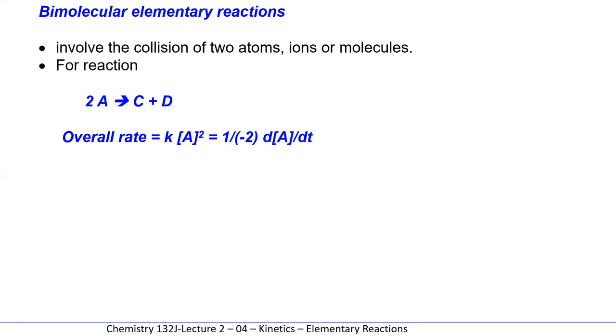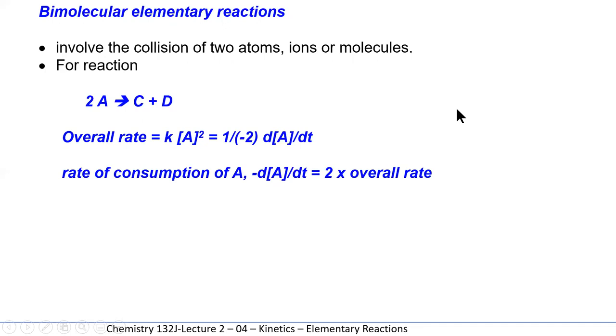So the overall rate in this case, if that was an elementary reaction, meaning it proceeds directly from reactants to products as written, then R would equal k times the concentration of A squared. Again, the weighting factor, nu, is minus two here. So the overall rate is one over minus two times the rate of change of A over dt, because the rate that A is being consumed is twice the overall rate. That's why we take half of it. The rate of consumption of A is, like I said, twice.